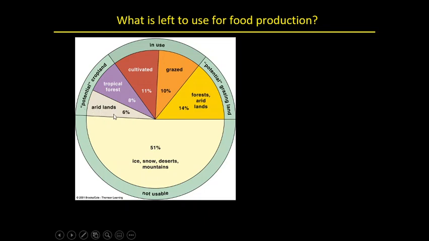Ditto with these lands that are potential cropland. Some of them are drier, and then some are tropical forest. Again, that's where biodiversity is surviving, the biodiversity that's left on the planet. So we really should try as much as possible to stay within this wedge here and not expand into those areas if we want to keep biodiversity around.